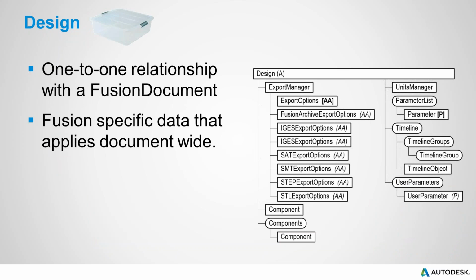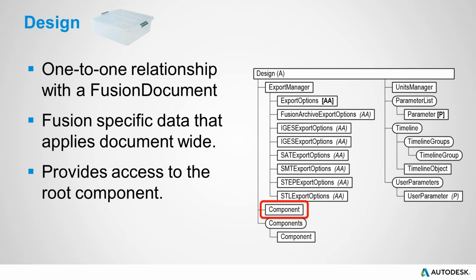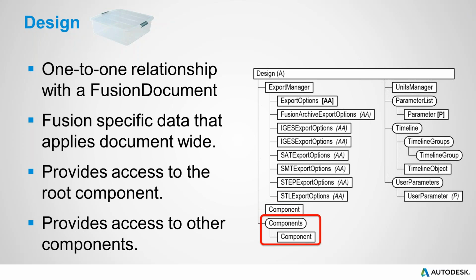So you can see here, if I get the design, I can export data, I can get what units I'm currently working in, a list of all the parameters, the timeline, user parameters, and something, and I'll go into more detail on this, called the root component, and I can get other components too from the design. But that root component is pretty critical.